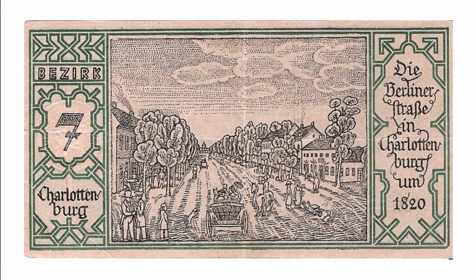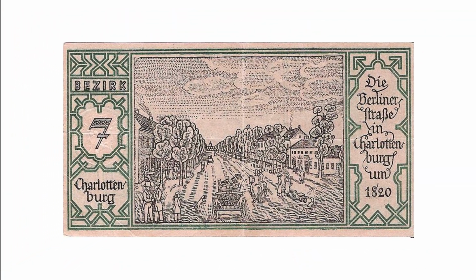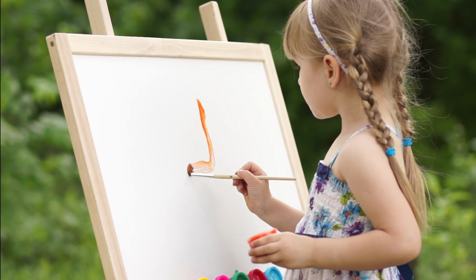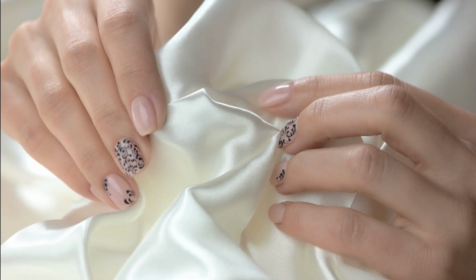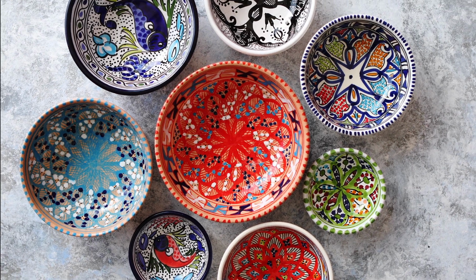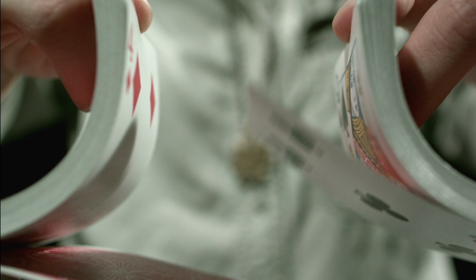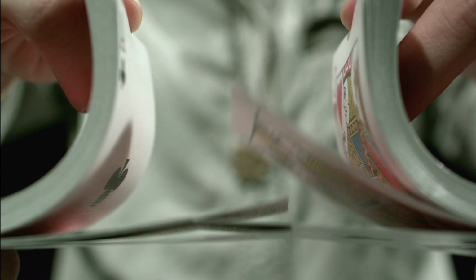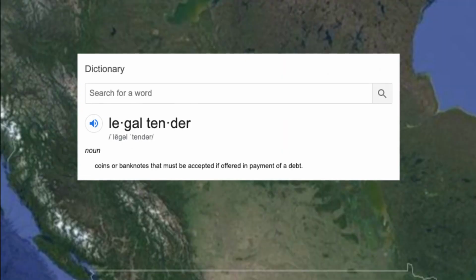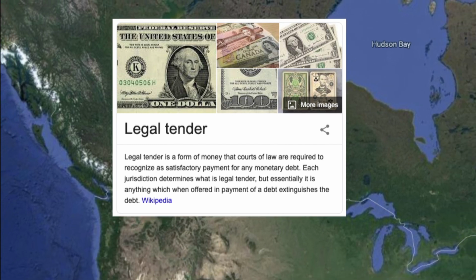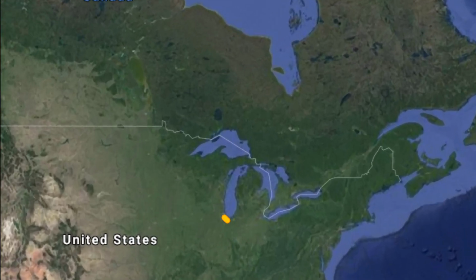Notgeld was mainly issued in the form of paper banknotes, but sometimes the Germans got creative and used other things like coins, leather, silk, linen, porcelain, postage stamps, aluminum foil, coal, and once again, playing cards. Evidently, they hadn't learned from the French misadventures in Canada. Notgeld was a mutually accepted means of payment unique to each local area, but notes could travel widely.